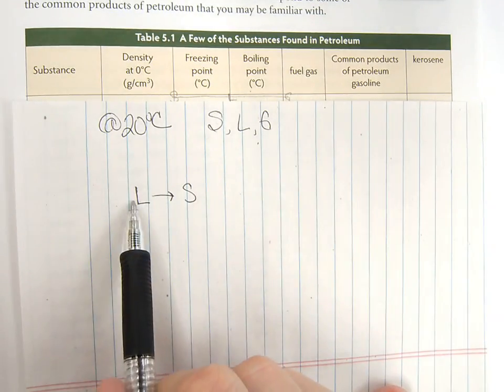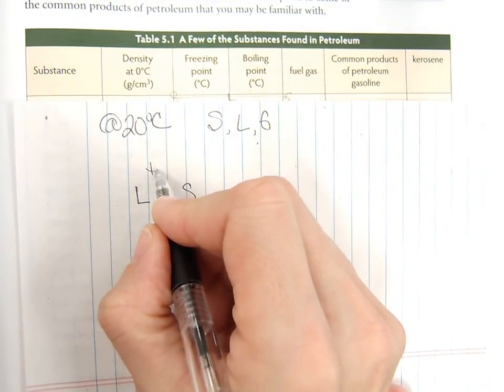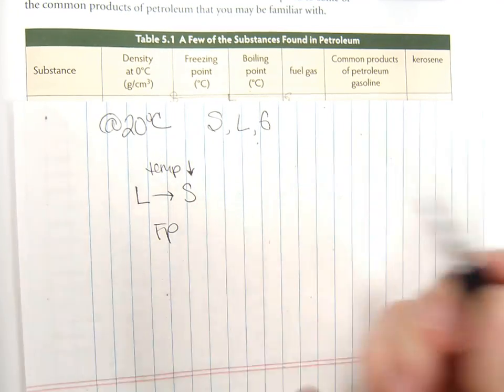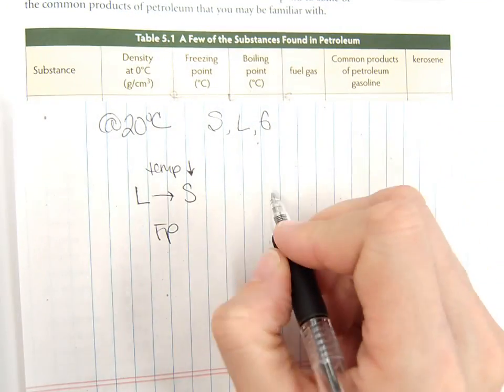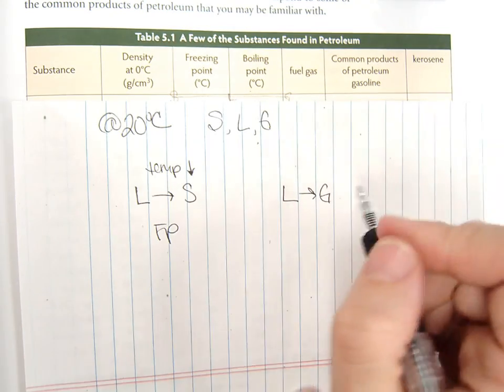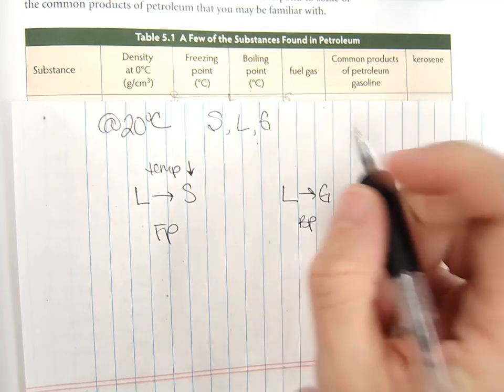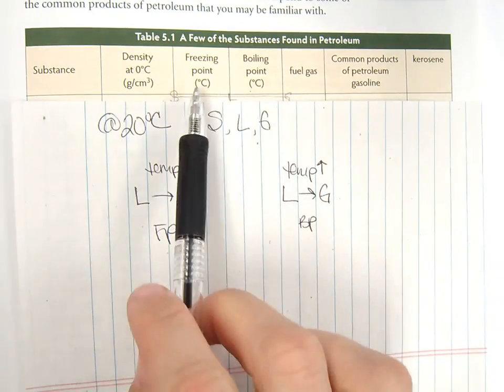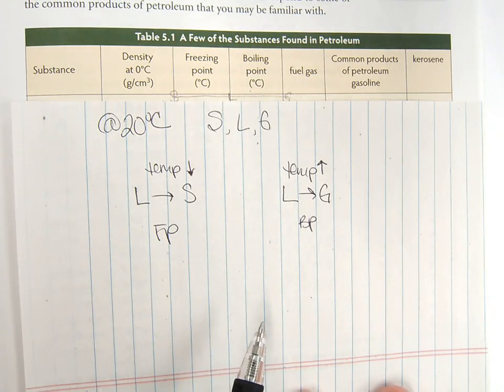When that happens, the temperature is going to decrease. This is freezing point. When a substance boils, it goes from a liquid to a gas. And when it boils, this is boiling point, the temperature is going up. So this is what I know about freezing point and boiling point.